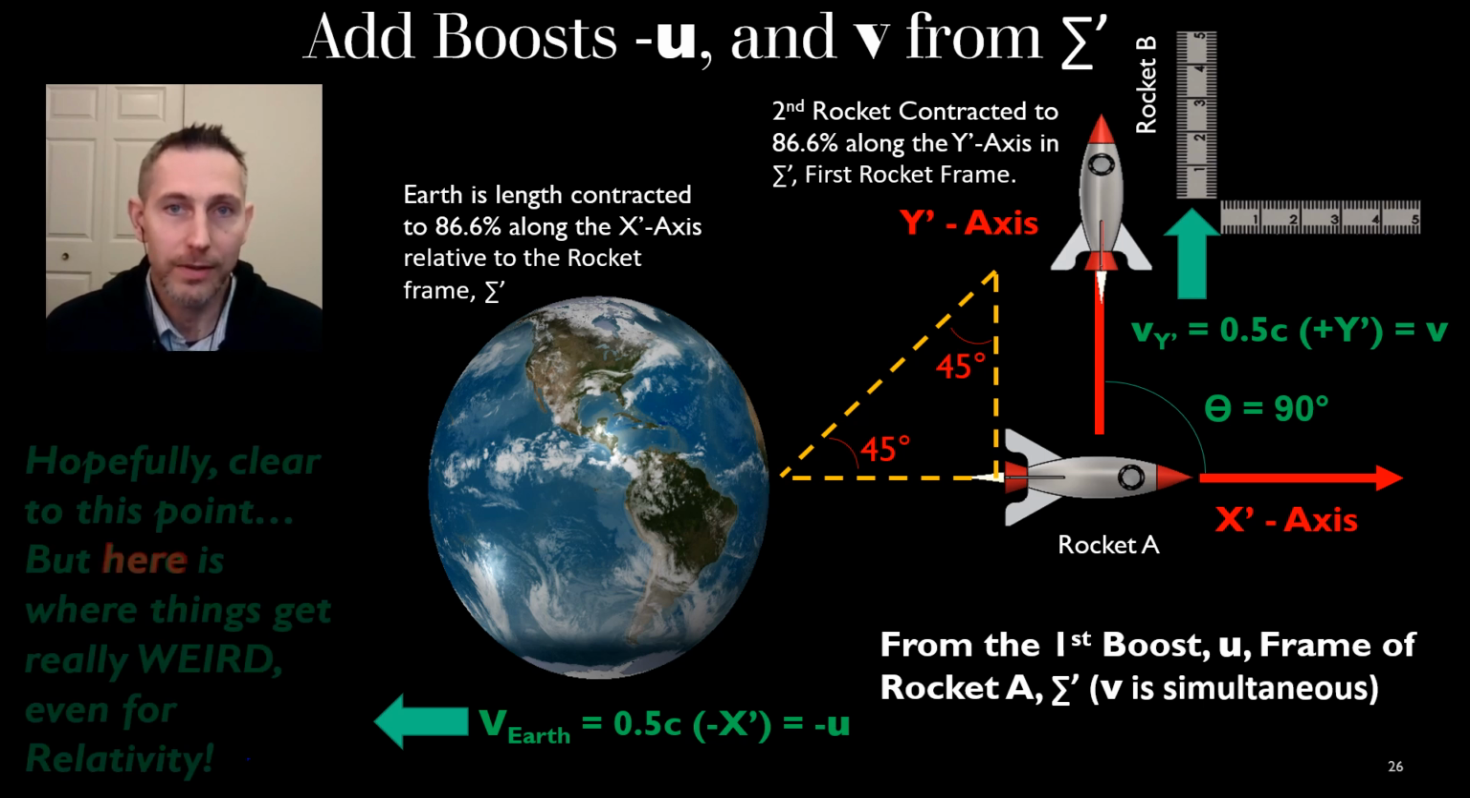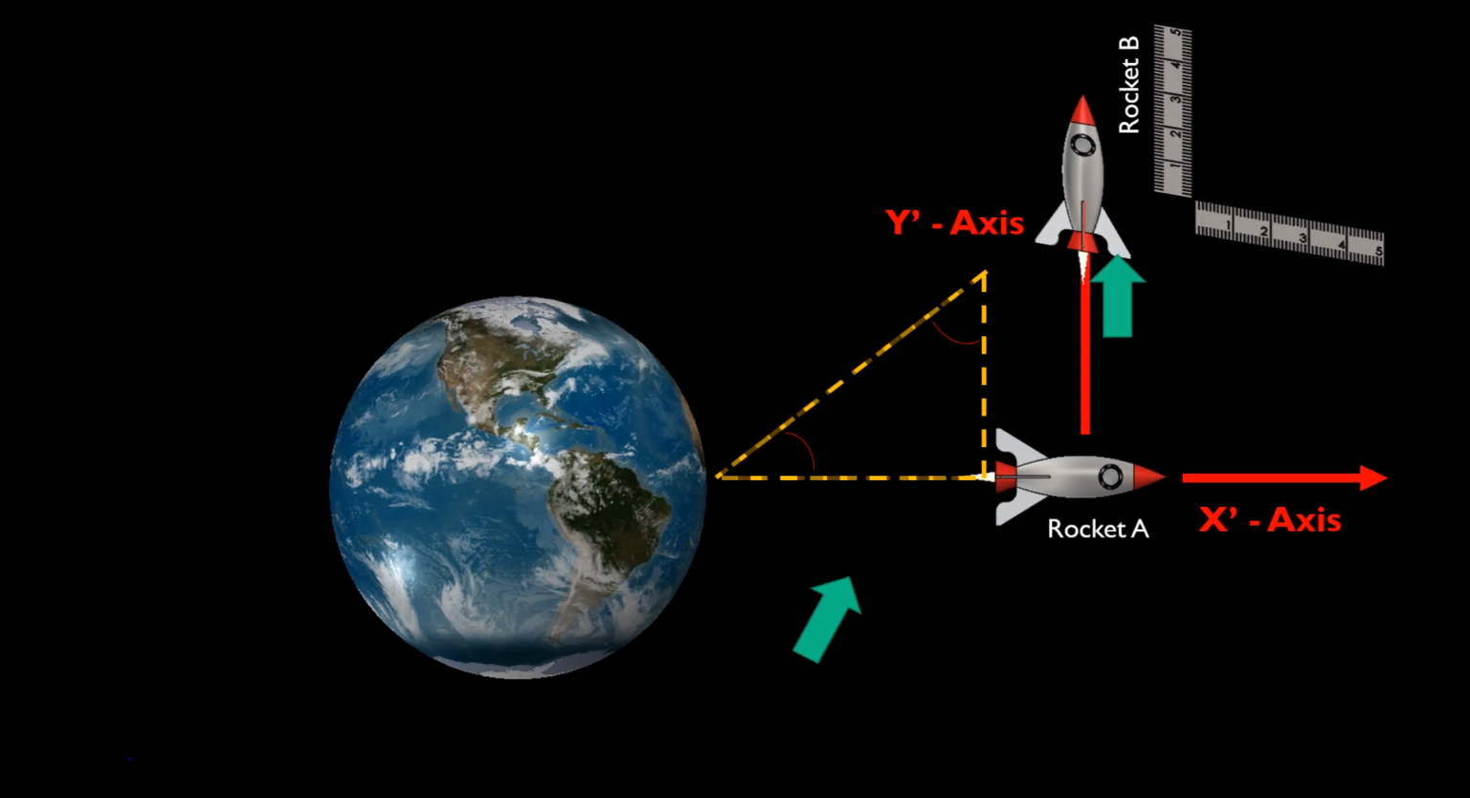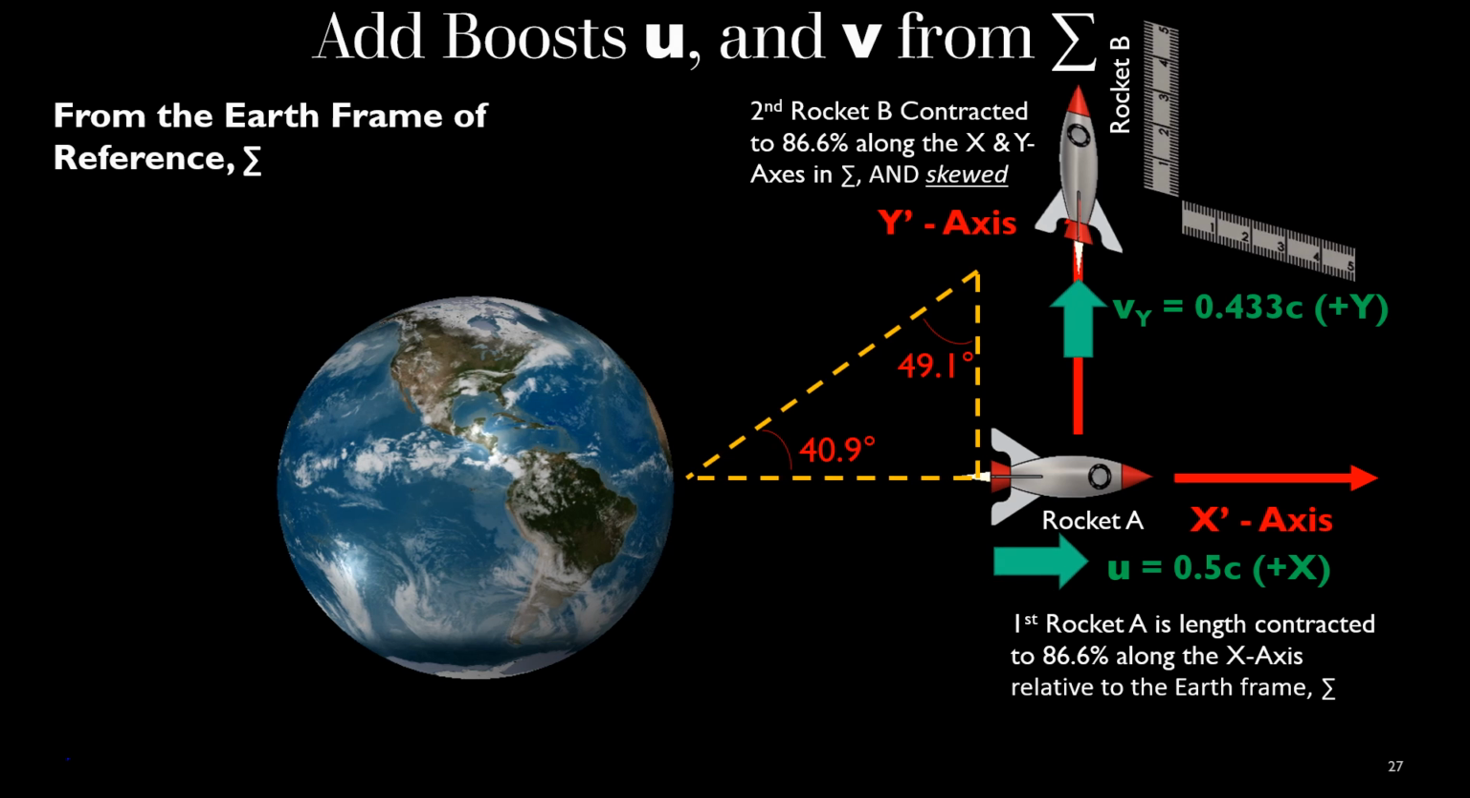Hopefully the relativity is clear to this point, because next is where things get really weird. The same boosts now relative to the Earth reference sigma show a different story. The geometry is not the same 45-degree symmetric relationship seen in sigma prime. The y component of rocket B's velocity is reduced relative to the Earth reference. Rocket B is length contracted along both x and y axes.